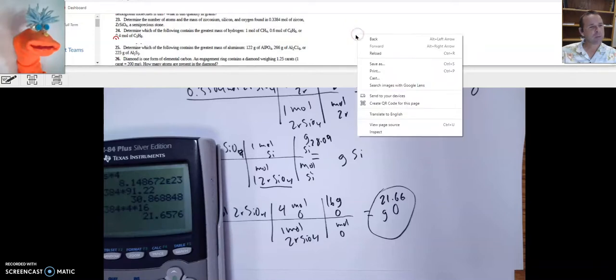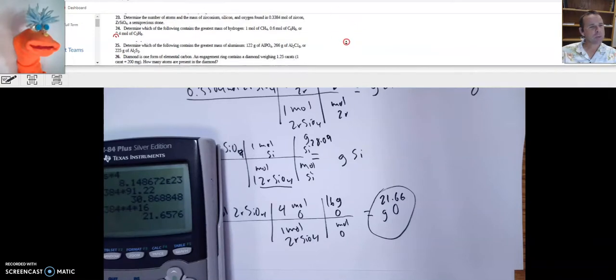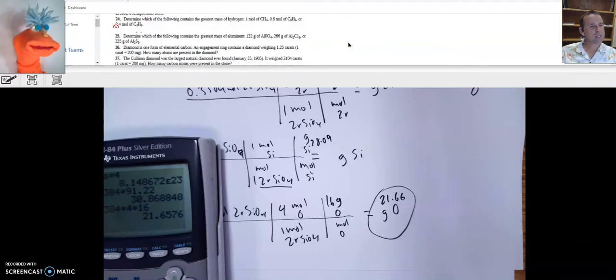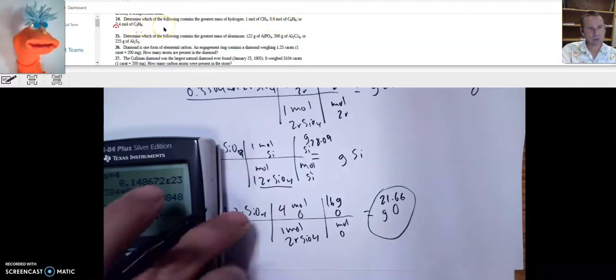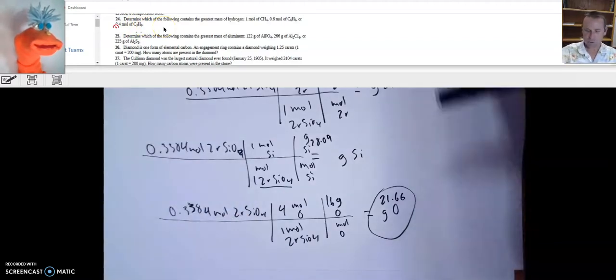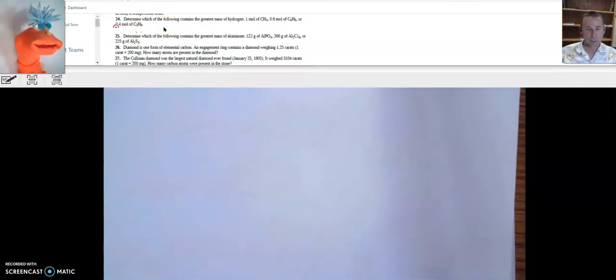All right, number 24. Determine which of the following contains the greatest mass of hydrogen. So we got 1 mole of that, 0.6 moles of that, or 0.4 moles of that. Which one contains the greatest mass of hydrogen? Well, which one contains the greatest moles of hydrogen? The first one has 4 moles of hydrogen. Very good. 1 mole of this.